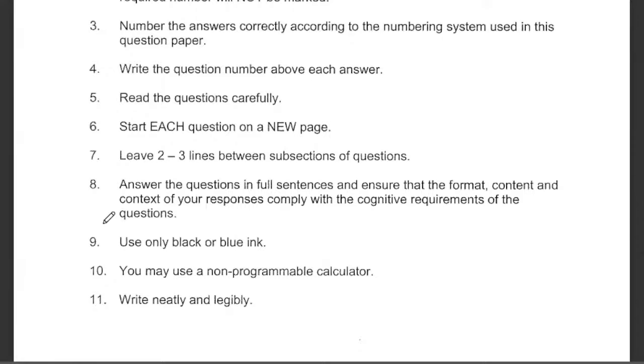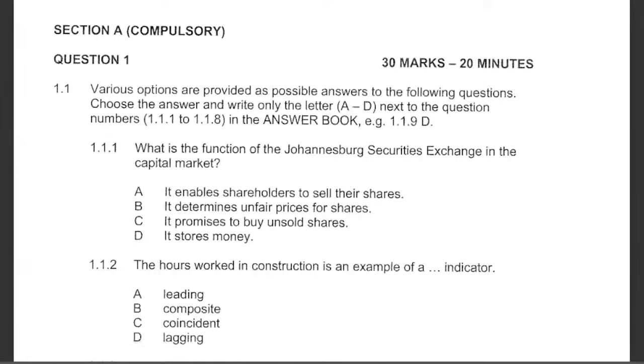cognitive requirements of the questions. And number 9 says use only black or blue ink. So number 10, you may use a non-programmable calculator. So now the last but not the least, which is instruction number 11, it says write neatly and legibly. So now grade 12, what I can actually tell you is that the moment you fail to follow the instructions, it means that you have totally failed the exam, because now following of instructions is actually considered as part of the examination. Okay, right. So now let's check question 1 in section A.